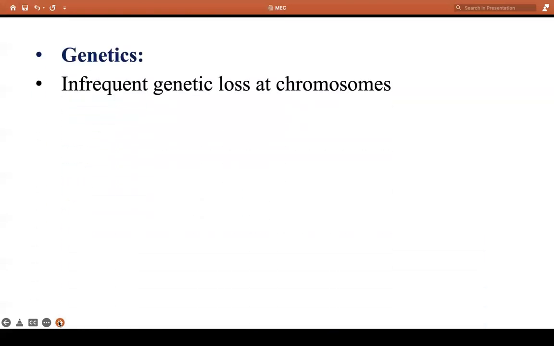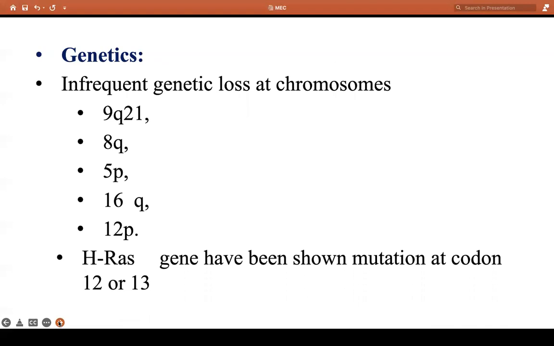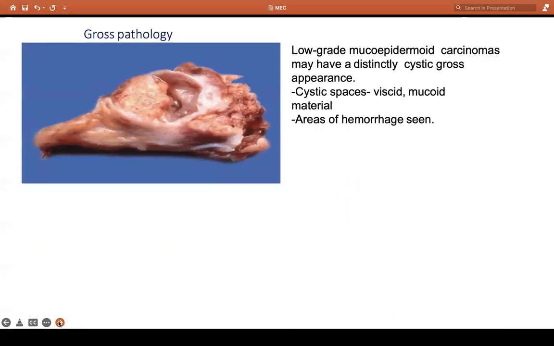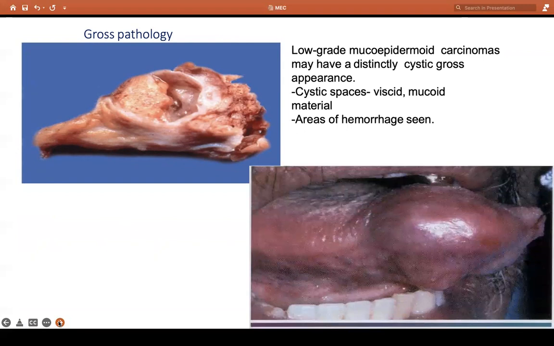So genetically, we discussed different chromosomal losses: 9q, 8q, 5p, variable translocation we read in the previous class. The genetic history is very important. Low grade, you can see cystic mucoid areas. On the tongue area, you can cut sections.